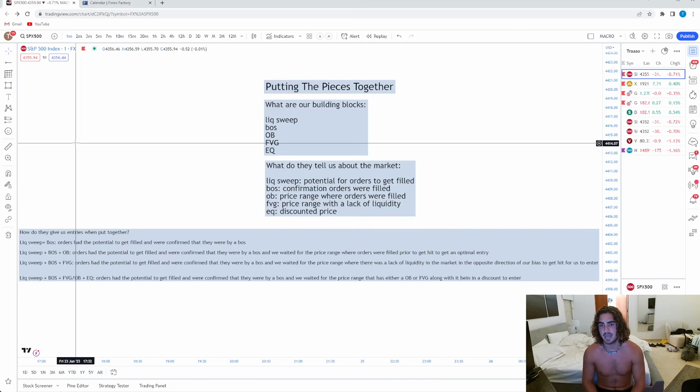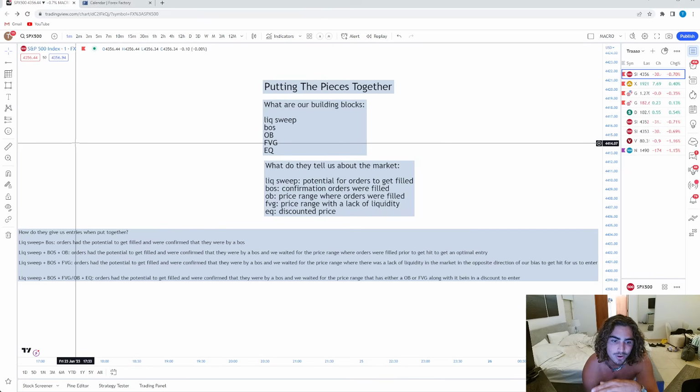So, with that being said, we put the pieces together. In 2 days, after tomorrow, we will do Putting the Pieces Together Part 2, and my guess is I will film that today because it's going to be a long video. That's my guess, at least. A long video showing examples of liquidity sweep and break of structure, liquidity sweep, break of structure, order block, liquidity sweep, break of structure, fair value gap, liquidity sweep, break of structure, fair value gap, order block, and equilibrium all put together.